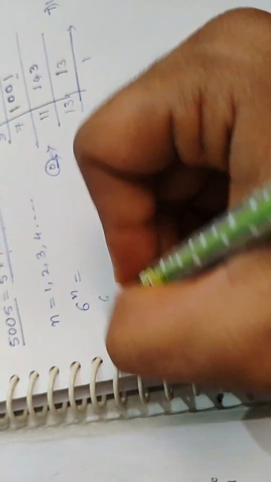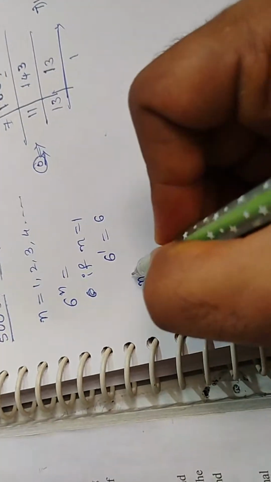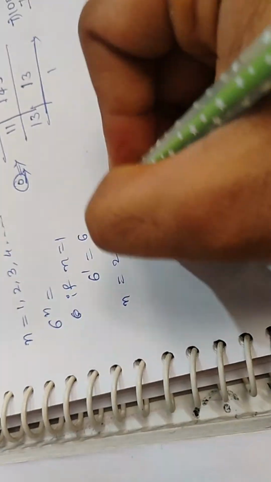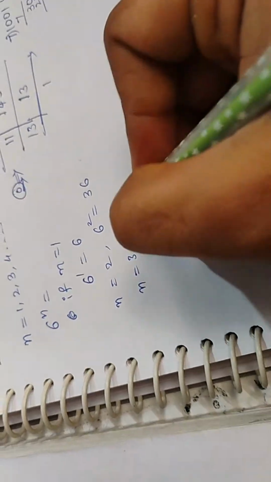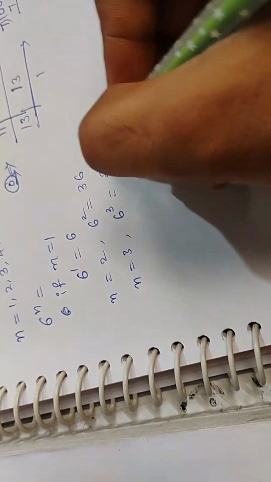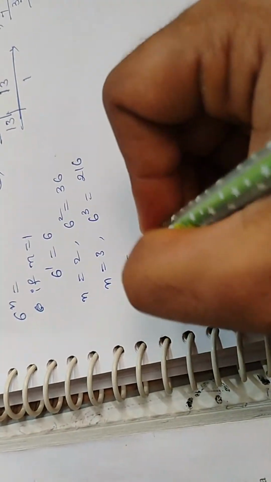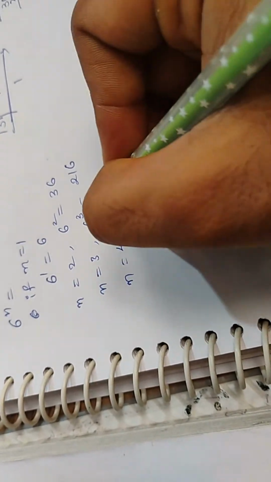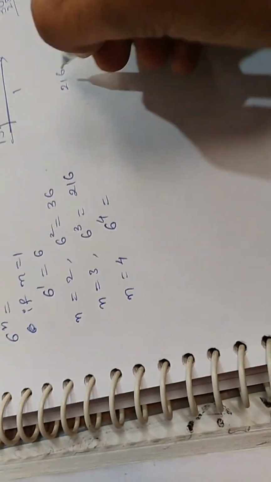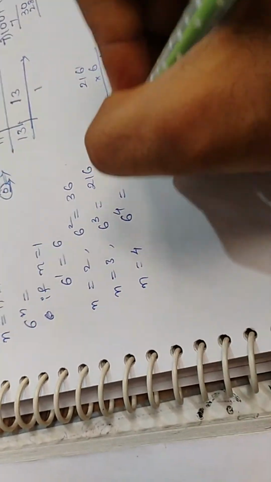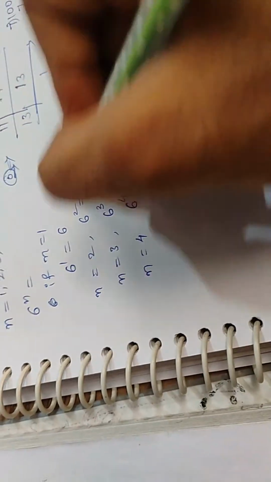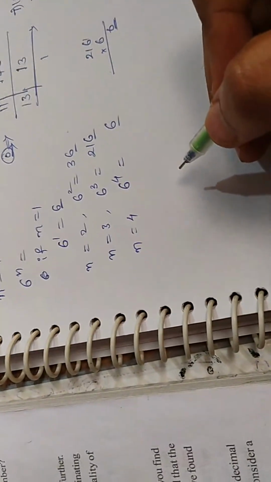If you are taking n is equal to 1, 6 power 1 is 6. If n is equal to 2, 6 square is 36. If n is equal to 3, 6 cube is 216. If n is equal to 4, 6 power 4 is equal to 216 into 6. 6 6 is 36. Unit digit you are getting 6.